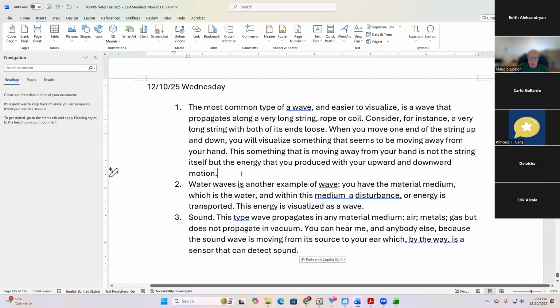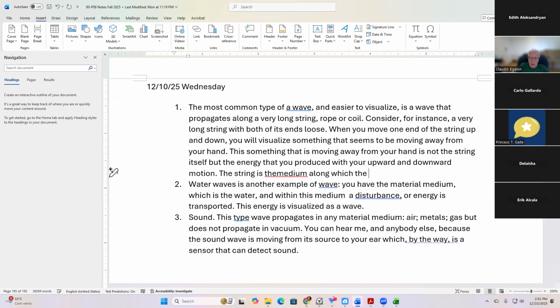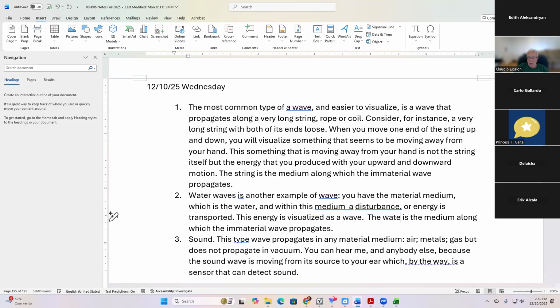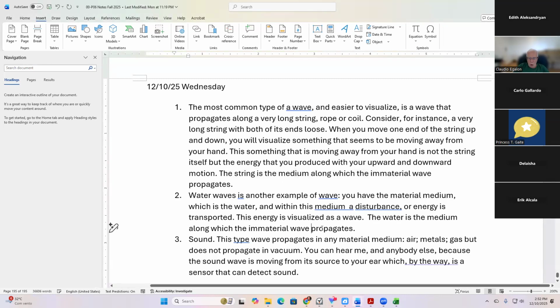In this case of the string, the string is the medium along which the wave propagates. The immaterial wave, let's put it this way, immaterial wave propagates. The string is the medium. And in this case, not the string, but the water is the medium along which the immaterial water wave propagates.